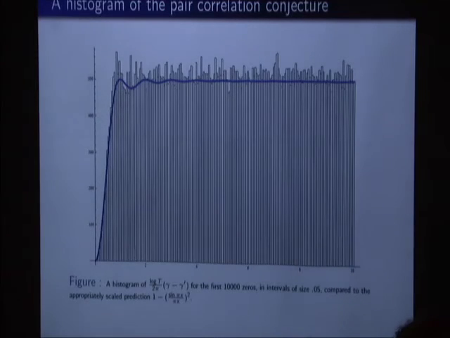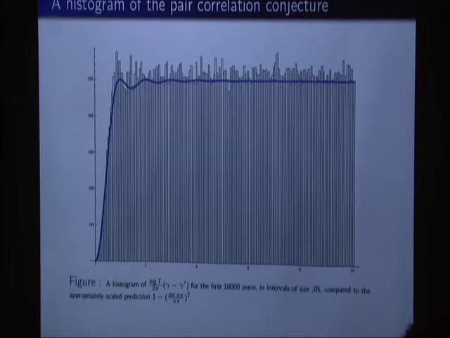We can see this a bit more viscerally just by making a histogram of gamma minus gamma prime for the first 10,000 zeros, say, and then stretching it out by the mean density. So here, t is equal to 10,000, or rather, t over 2 pi times log t is equal to 10,000. And we've stretched out by a factor of log t over 2 pi.